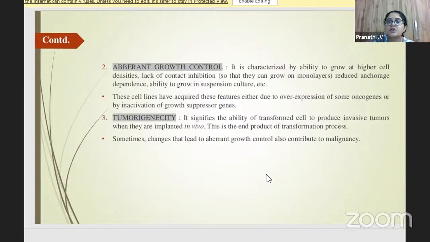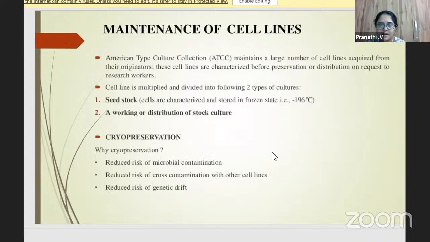And where is it used? For overexpression of certain oncogenes, or if you have to inactivate tumor suppressor genes or growth suppressor genes. And tumorigenicity is the ability of the transformed cell to produce invasive tumors which are malignant. That is, they will change the growth control pattern and become disease causing or malignant.